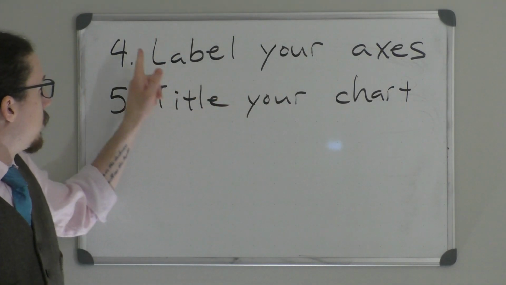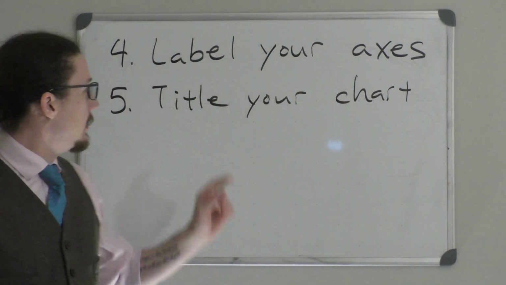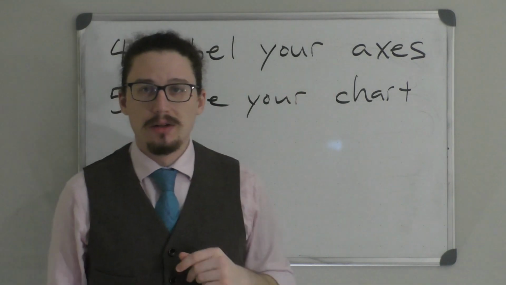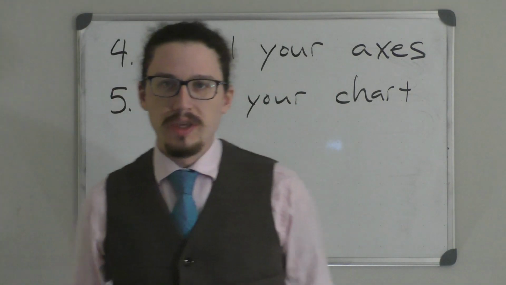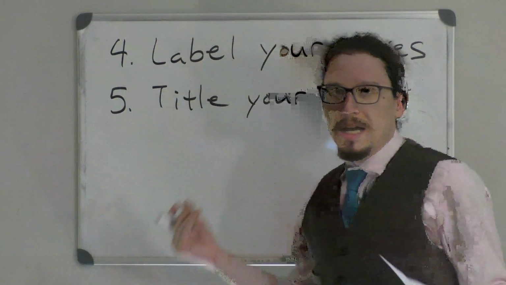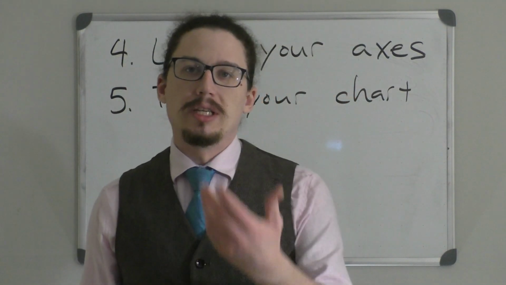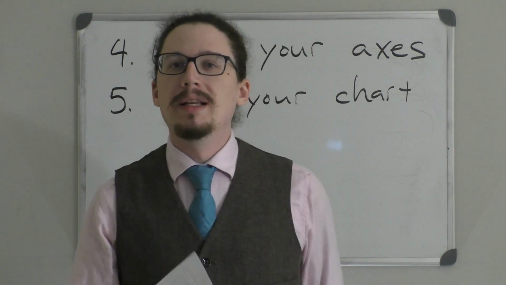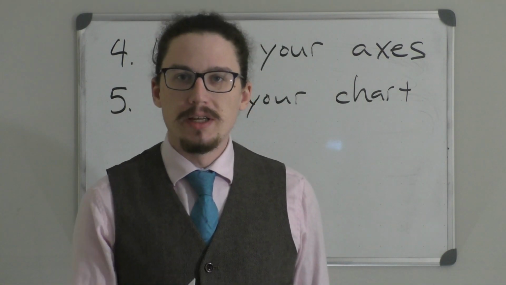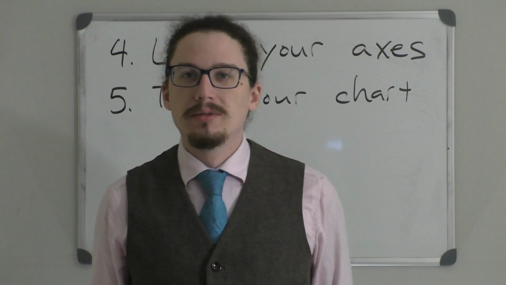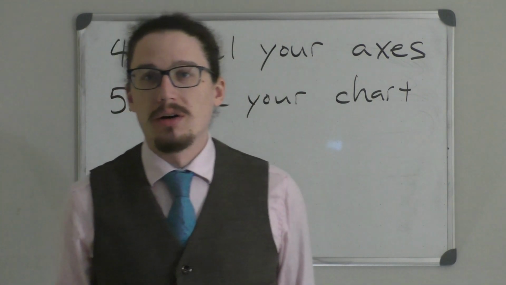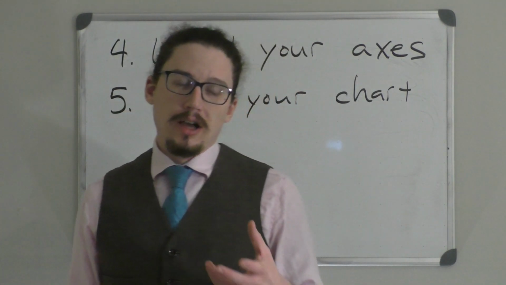I'm just going to go ahead and throw up the last two because they are quite related. So the fourth one is we need to label our axes, and the fifth is we need to title our charts. These really come down to, again, you're trying to present information to people. If people don't know what information it is that you're trying to present, they're not going to understand the point of the chart.